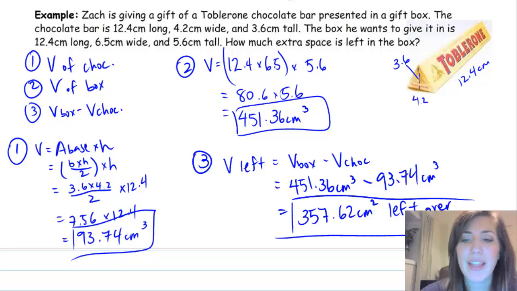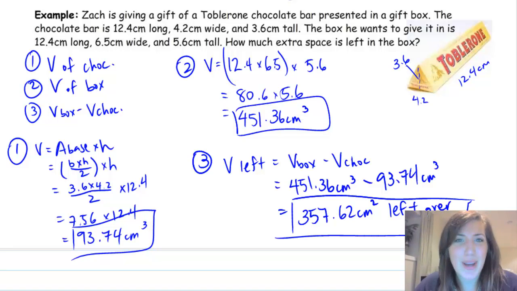Now that's quite a bit left over, so maybe that's not the best box to choose from unless you're going to pack in a bunch of gifts. All right, we are going to practice concepts like this in more detail next day.